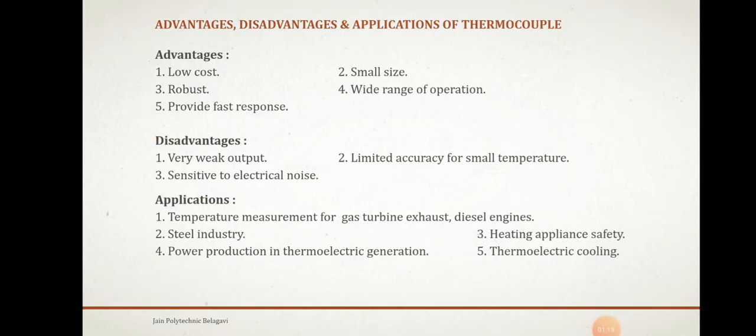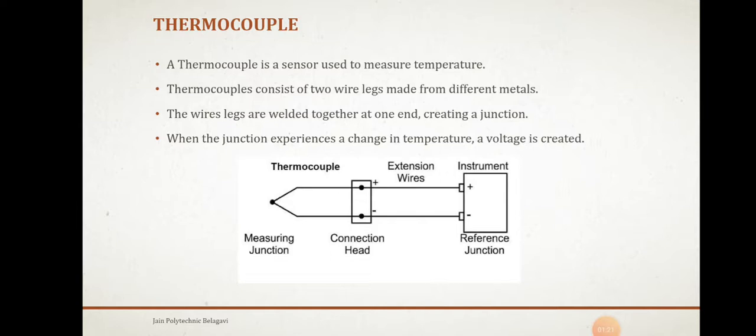Next, you can see over there in the diagram the measuring junction. When the junction experiences a change in temperature, then a voltage is created, and you will get the output due to that. So here the use of thermal EMF as a measure of temperature is known as thermocouple or thermometry. So the thermoelectric effect is known as what? Seebeck effect. This process is reversible.